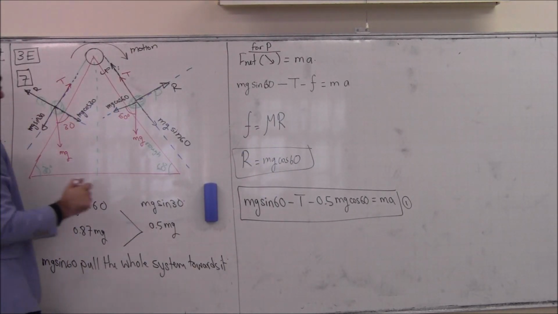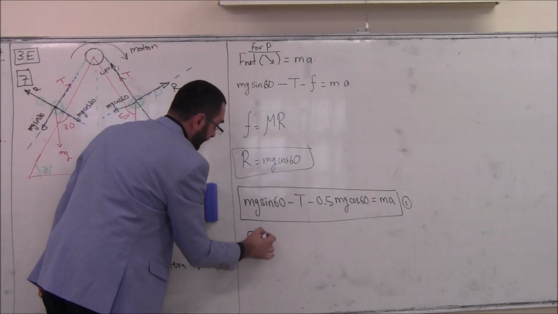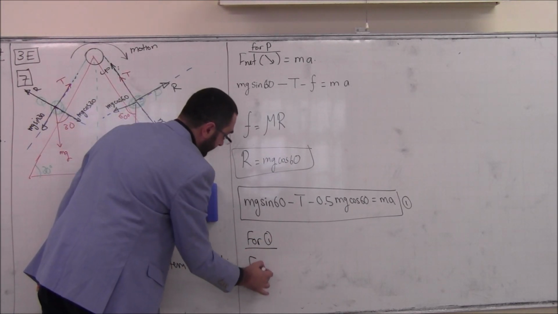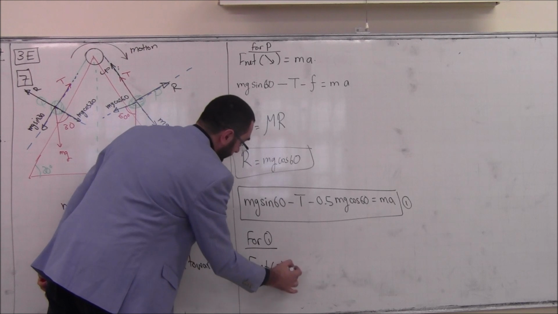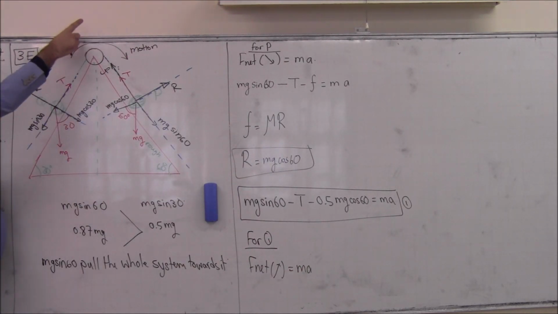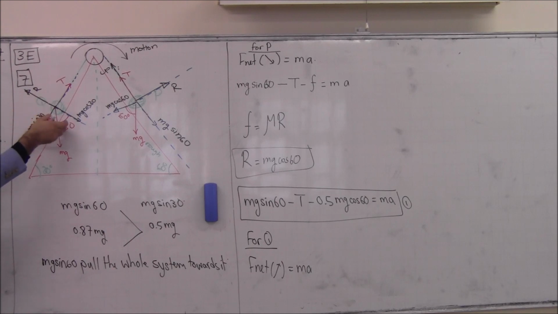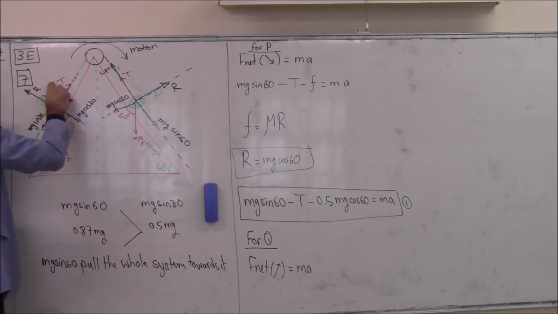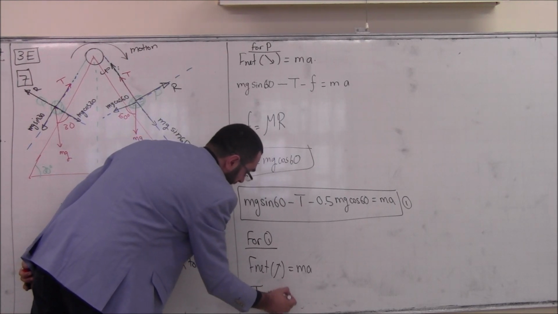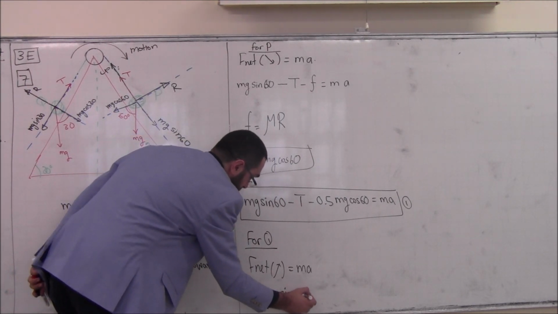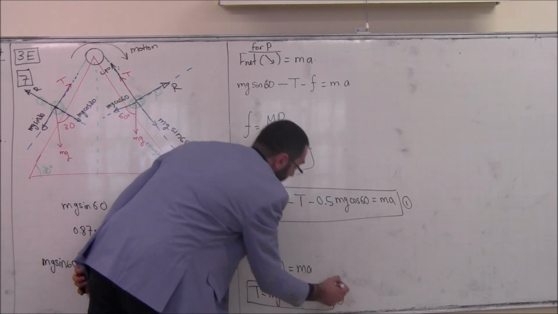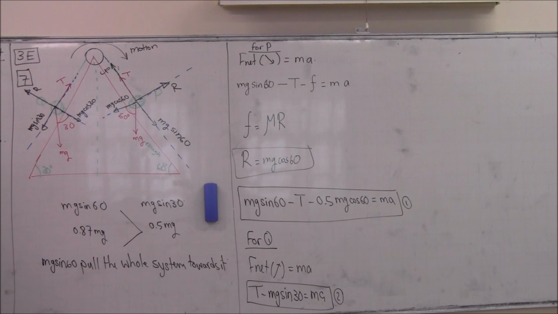The second equation is from where? Q. Right? For Q, F net upward, up the plane, equals ma. Look, the Q is moving up the plane. There is no friction along this side. So what will we have? T minus mg sine 30 equals ma. This is equation number 2.